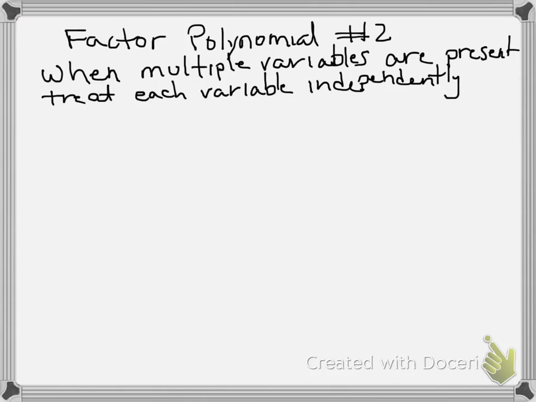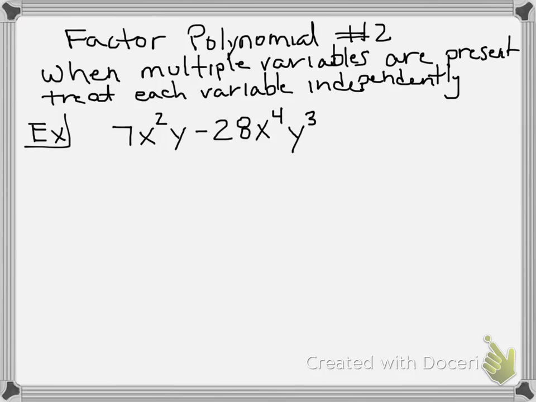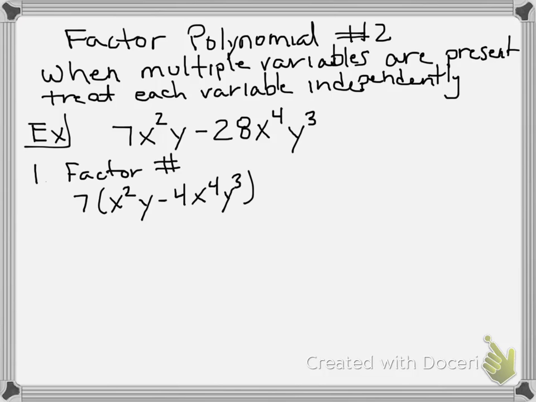Obviously, not all things are quite as simple as that previous example. Sometimes we've actually got several different variables in an equation. So what we want to do is treat each variable independently. Here's an example we have, where we've got numbers and two different variables, both x and y. Okay, so what's our process for doing this?